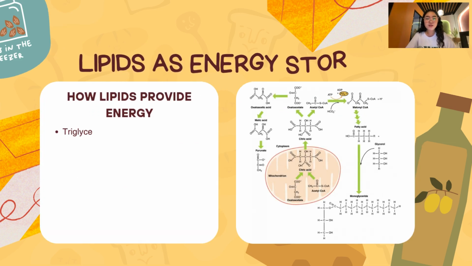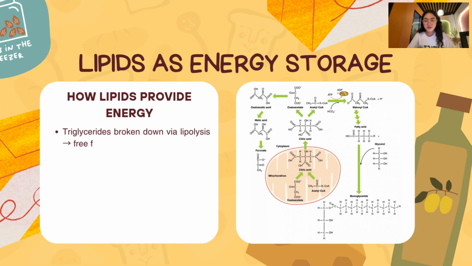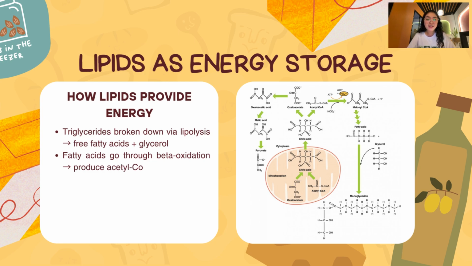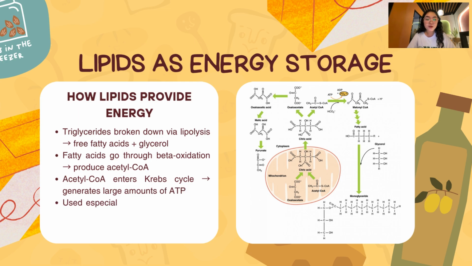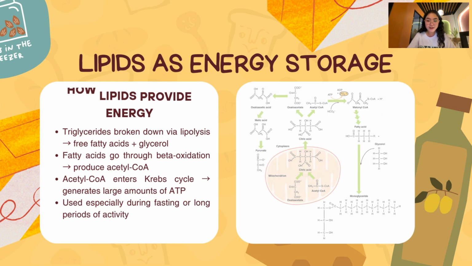Now, how do we use the stored energy? When we need it, like during fasting or exercise, triglycerides undergo lipolysis, breaking down into glycerol and free fatty acids. These fatty acids enter the mitochondria, go through beta oxidation, and eventually produce ATP, or adenosine triphosphate, through the Krebs cycle. And that, in short, is how fat fuels our body.